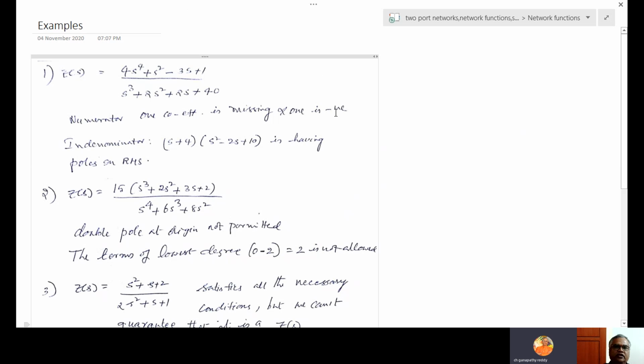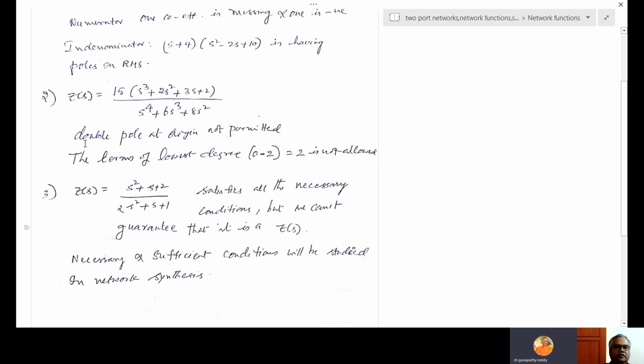Then in the denominator, s power 3 factorizes as s plus 4 into s square minus 2s plus 10, which has poles in the right half. S equal to minus 4 is on the left side, but the other factor will have poles on the right side. It should not have poles on the right side. So this is not a valid driving point function.